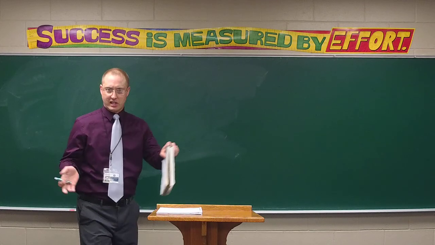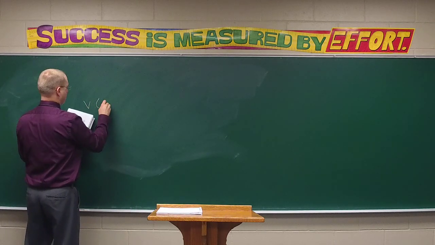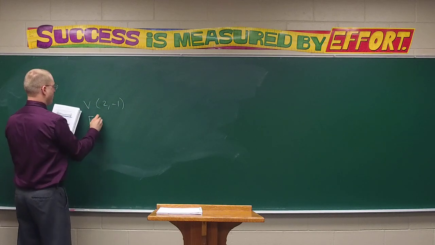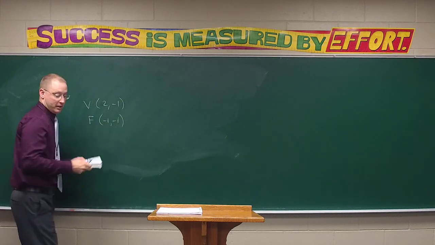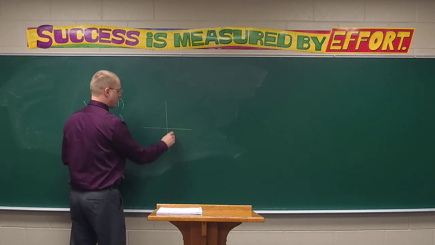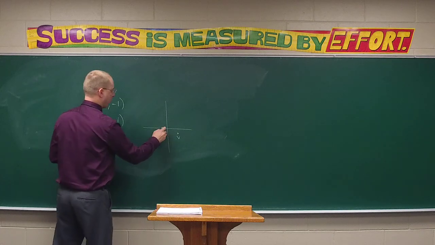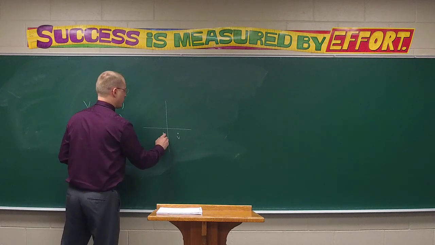Very similar to the example, very similar to the last one. We know the vertex is (2, negative 1). I know the focus is (negative 1, negative 1). So I trust what you did was you drew a quick sketch. You went to (2, negative 1) for your vertex, and you went to (negative 1, negative 1) for your focus.